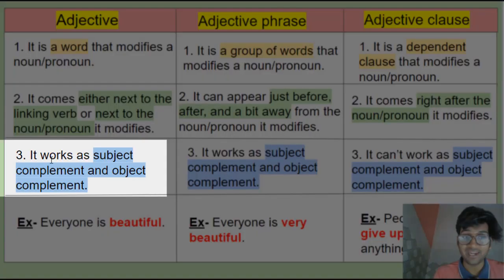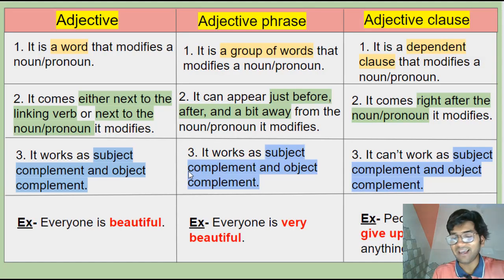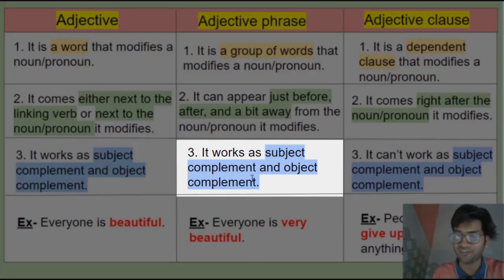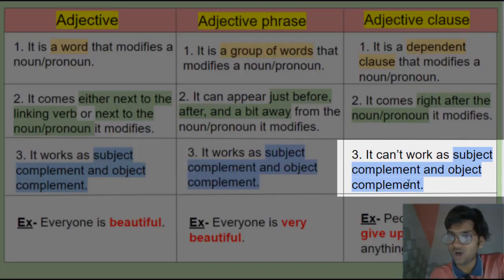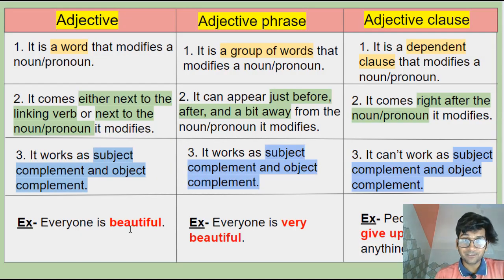Point number three, an adjective works as a subject complement and an object complement. So it can work as both the subject complement and the object complement, and the same thing can be done by an adjective phrase as well, right? It can also work as the subject complement and the object complement. And when we talk about an adjective clause, it can't do that. It cannot work as the subject complement, right? It cannot work as the object complement as well, okay? Examples of all these three things.